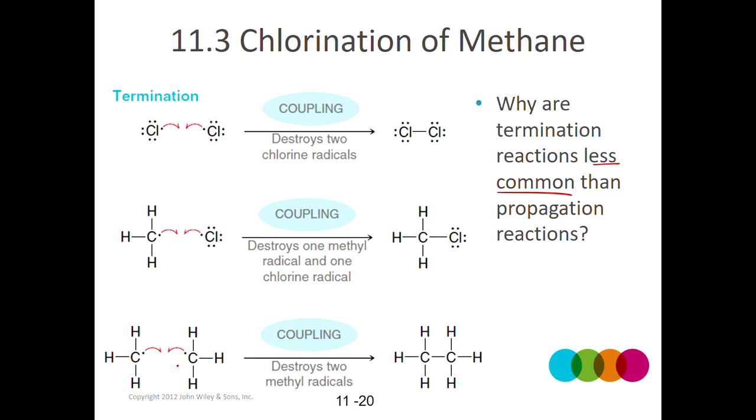This one is going to be especially uncommon because the methyl radical is especially unstable. There's no hyperconjugation or resonance to stabilize it, so the amount of it present at any given moment is going to be quite low. And so the odds that two of these would meet up would not be happening very often.